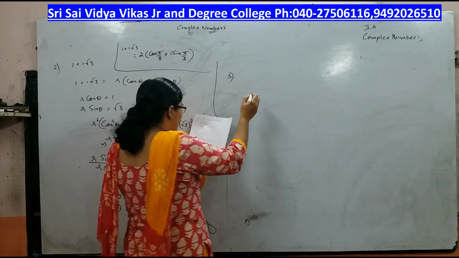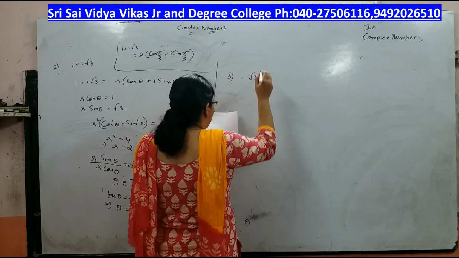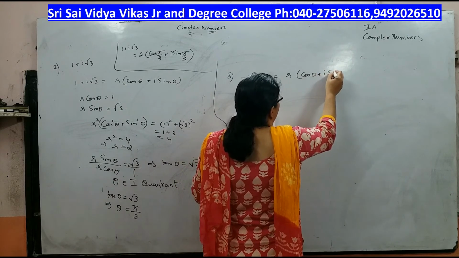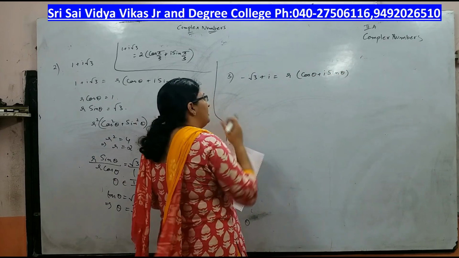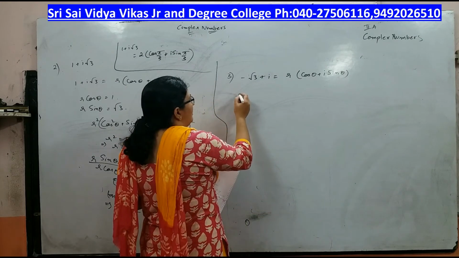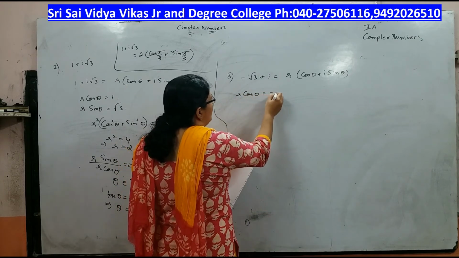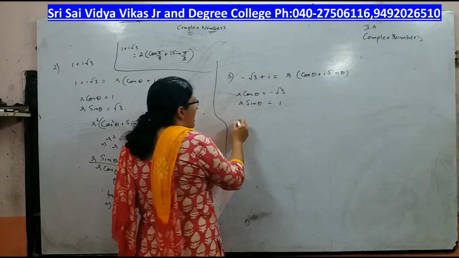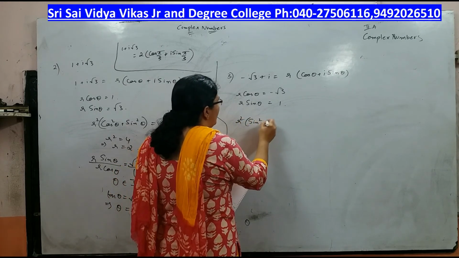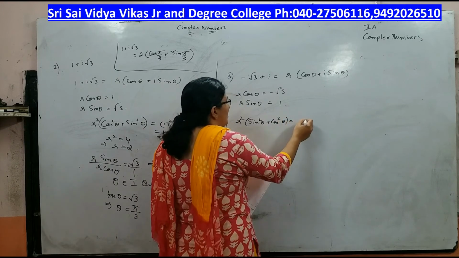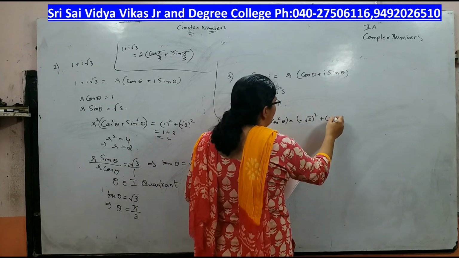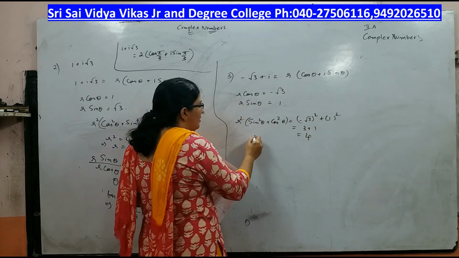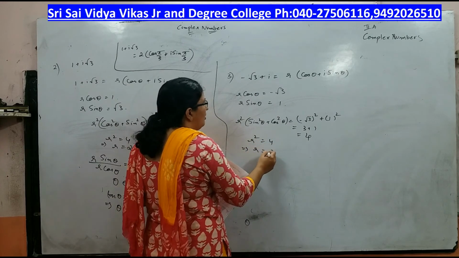Third one, minus root 3 plus i is equal to r into cos theta plus i sin theta. This is what you have. Now r cos theta is equal to minus root 3, r sin theta is equal to 1. R square into sin square theta plus cos square theta is equal to minus root 3 whole square plus 1 square, that is equal to 3 plus 1, which is 4. So r square is equal to 4. This implies r is equal to 2. You got the value of r.